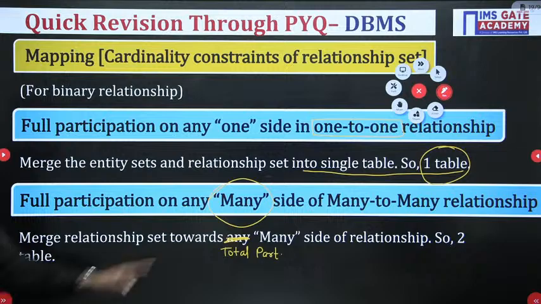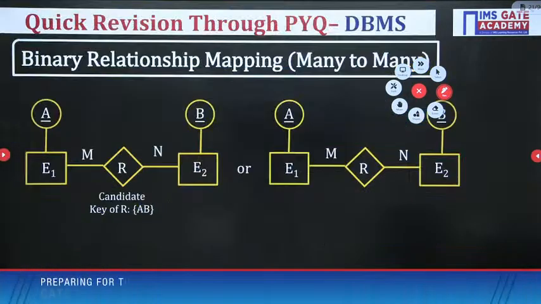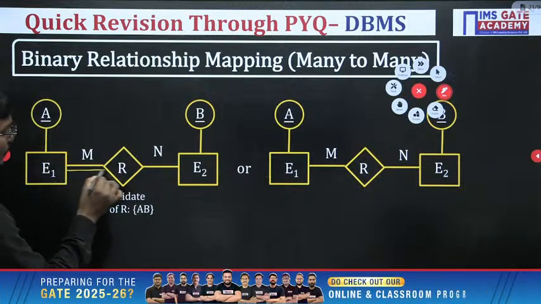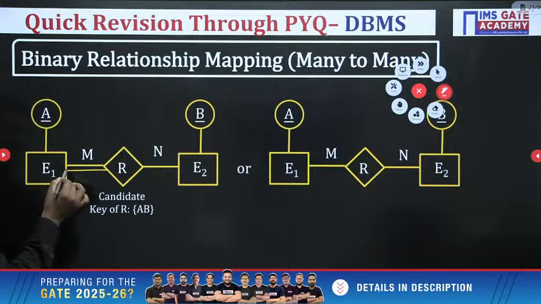Okay, total participation on many sides. Understood? Now see here. What this says here, let's skip here. Towards the E1 side we are having total participation. Fine. So towards the E1 side we are having total participation.